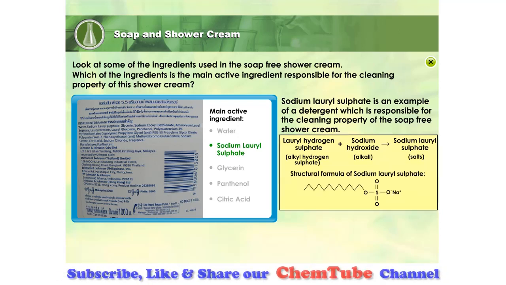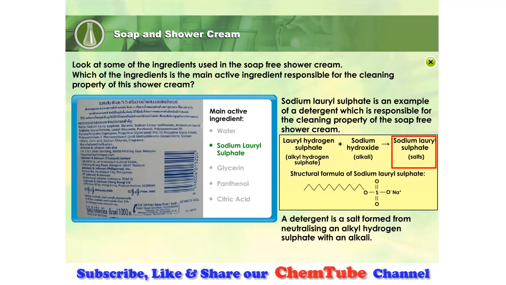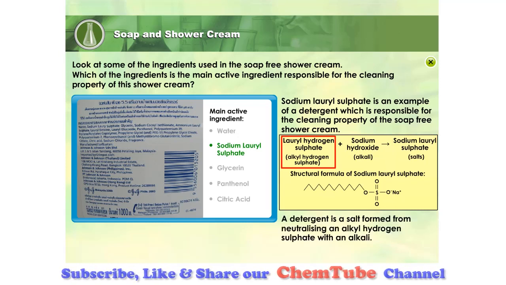This is the structural formula of sodium lauryl sulfate. A detergent is a salt formed from neutralizing an alkyl hydrogen sulfate with an alkali.